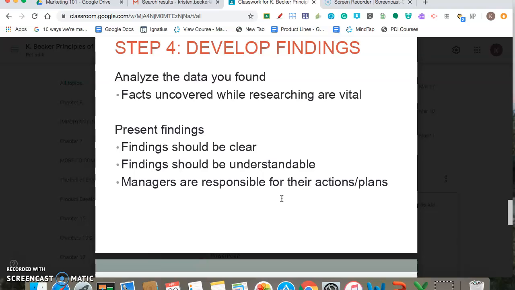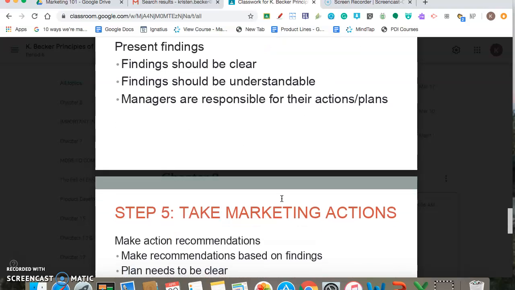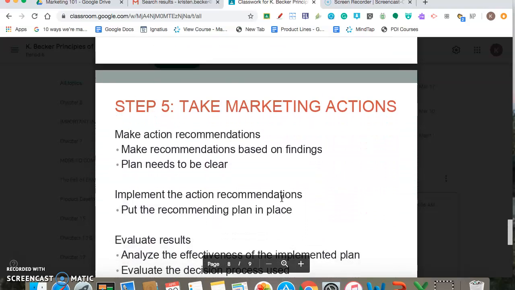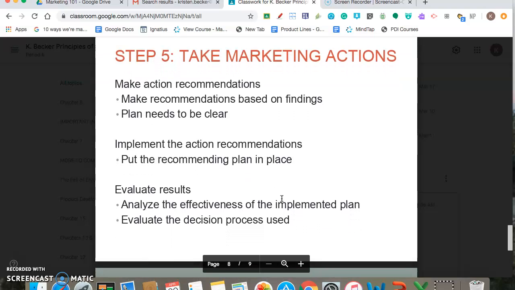The managers are responsible for those plans and for those decisions, whether it's you, the manager, doing the research on your own, or if you're the one finding the research for your managers, you need to be able to present that data to them in a clear and concise way so that they can then develop their plan, right? So they can take their marketing actions.